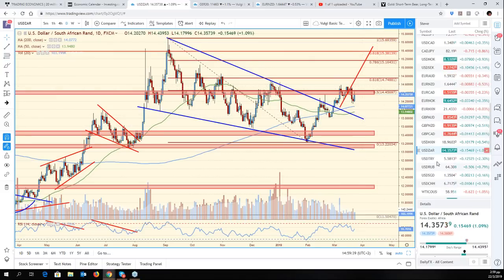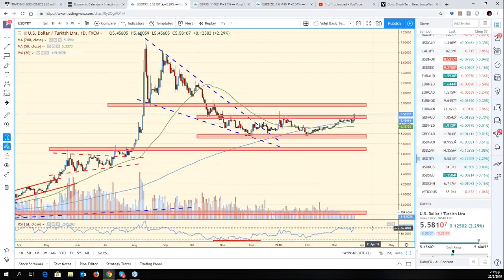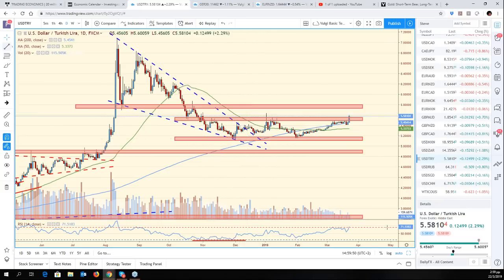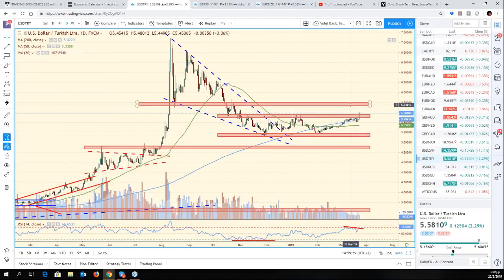USD TRY, you are right to call this potentially a rounded bottom, and look at the RSI. Sometimes it's worth monitoring technical formations on the RSI, because RSI had a consolidation near overbought, and we're now breaking above it. So keep that in mind. I think that opens the next area of resistance, which is roughly at 576.